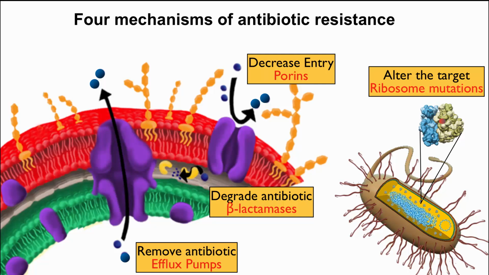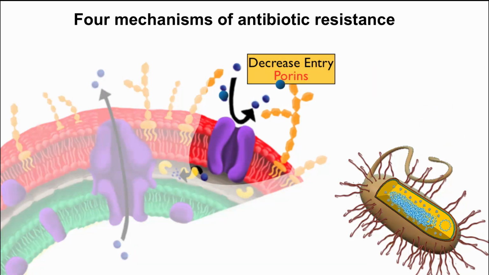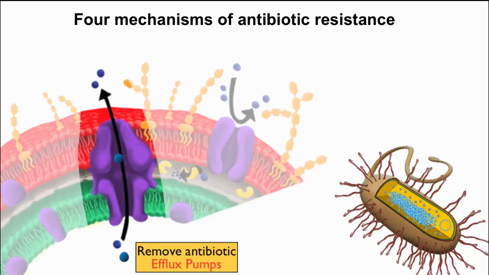So the first resistance mechanism that I want to tell you about is to not allow the antibiotic to enter. Gram-negative bacteria are already intrinsically resistant to many antibiotics because they have this impermeable outer membrane. Gram-negative bacteria have a channel, a porin, to move things through the membrane. Antibiotics against them must enter through these porins. Gram-negative bacteria can become resistant to an antibiotic by mutation of their porin, which then doesn't allow the antibiotic to enter.